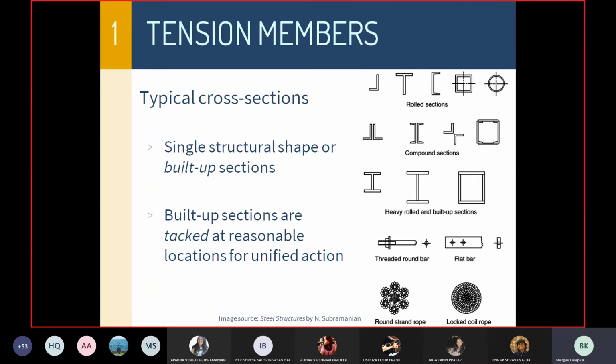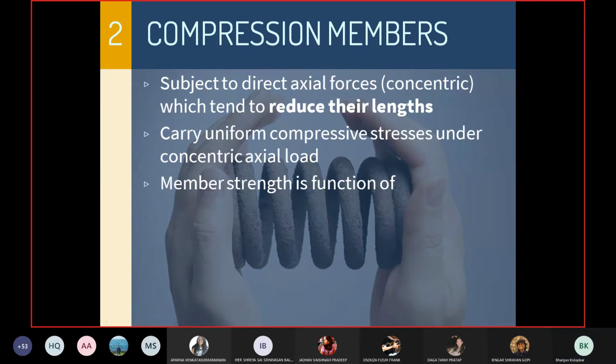Just in case for any of your projects you have a tension member and you want to know which type of member to use, you could just come back to this slide and select any of these. Now, sometimes a single member is not sufficient. Therefore, we club two members, which are called compound sections. Sections like these. Here we have compounded two channels and two flat plates. Here we have compounded two channels and so on. We're not going to get into the details of it.